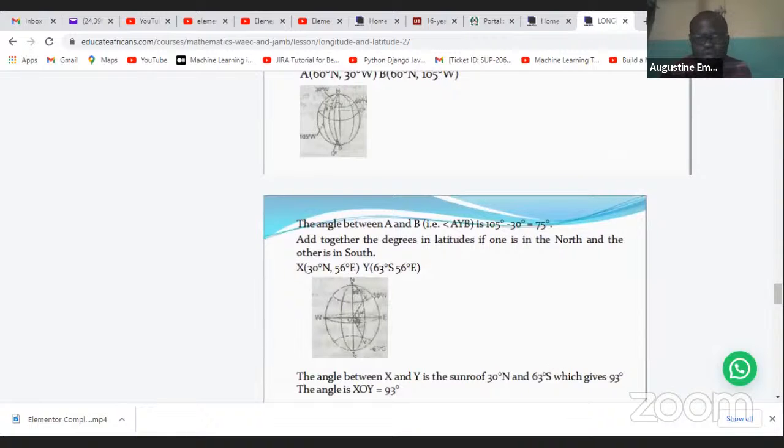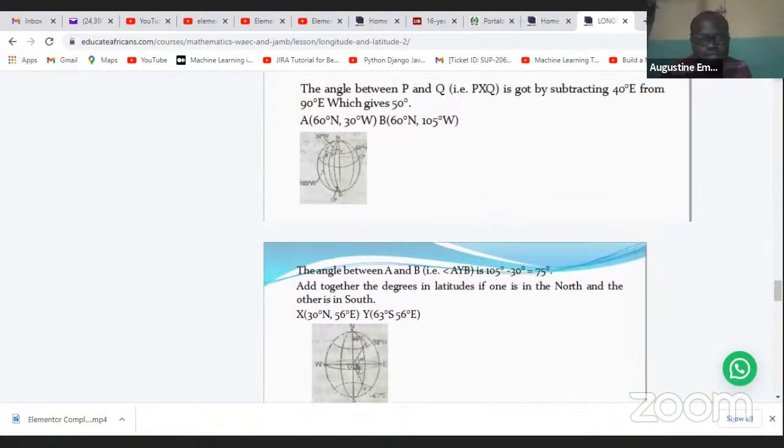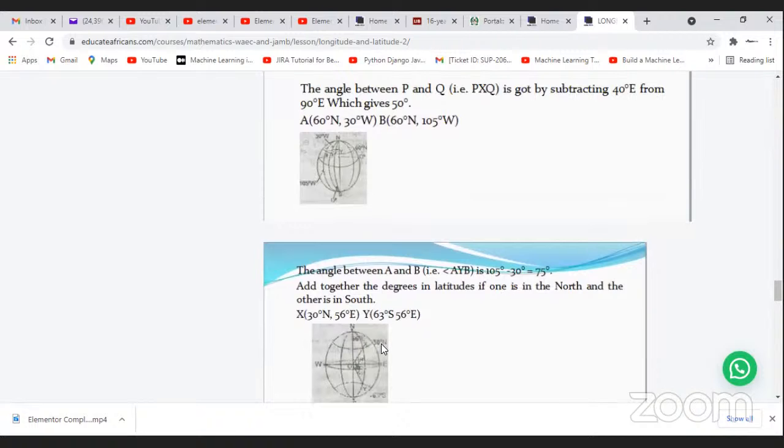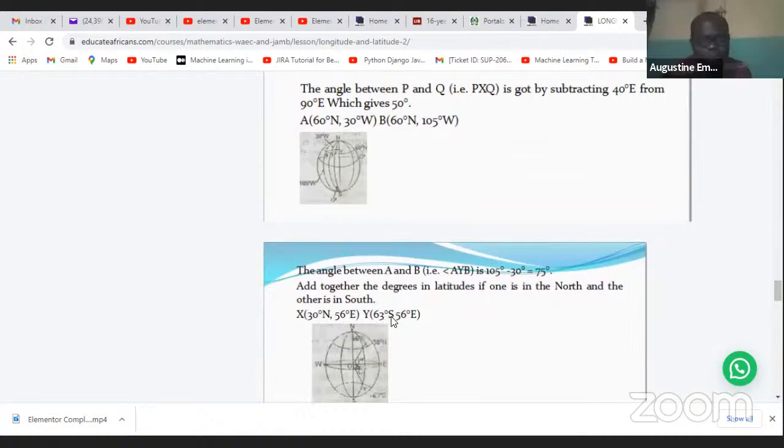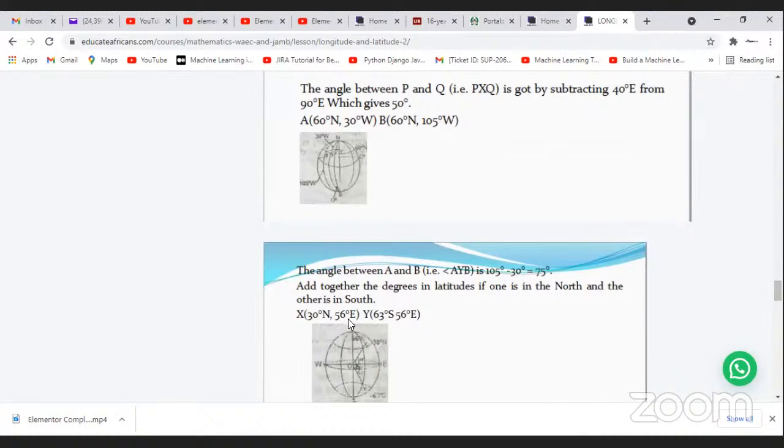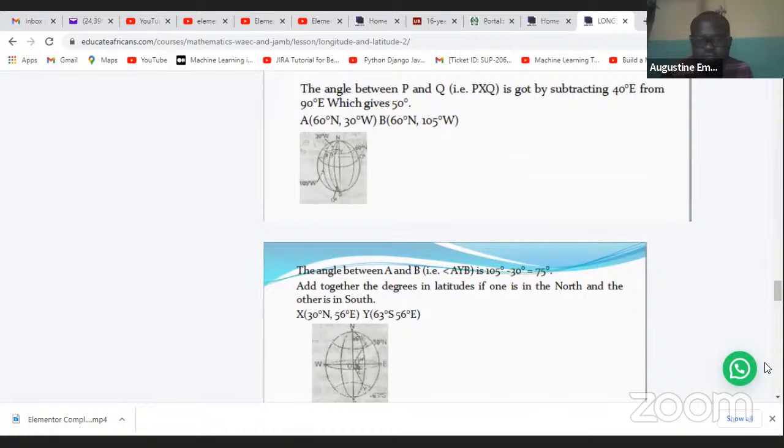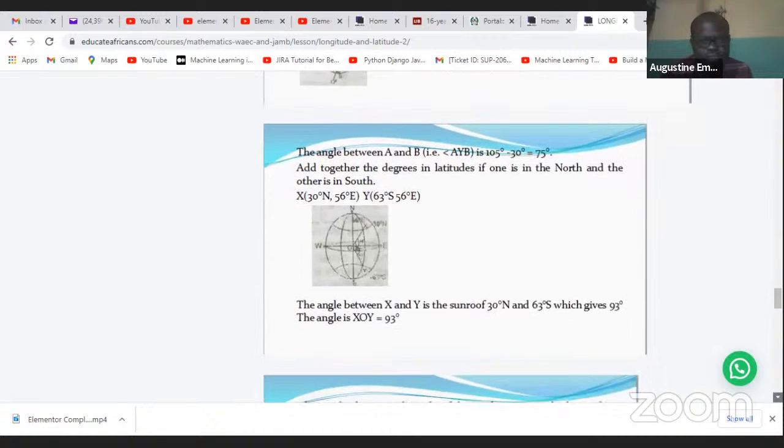So what of this one? Who can tell me what will be the answer to this one? 93 degrees. Michael, can you help me with this one? It's 93, sir. Okay. So add together the degrees now if one of them is not, and okay. So you have these two are the same. So we are looking at these two now. 63 plus, this is south and this is north. 93. Okay, it's making so much sense.